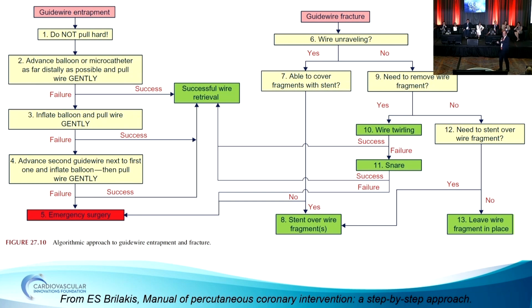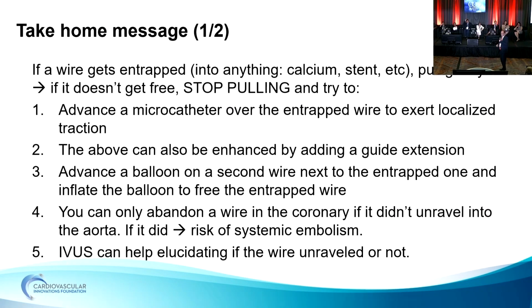If it did not unravel, the fragment is always completely contained in the coronary, we can just stent across it. Another technique, if the intention is to pull it out, is to use multiple wires and twirl the wires around the fragment, or again, the coronary snare. And then the last resort is emergency surgery.